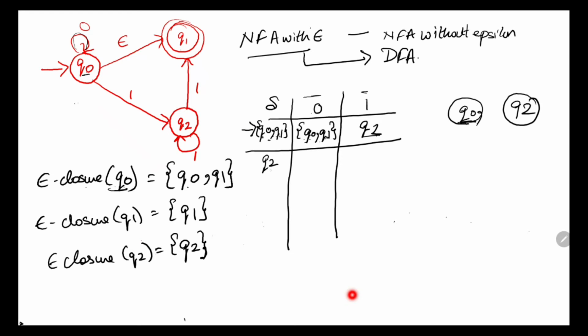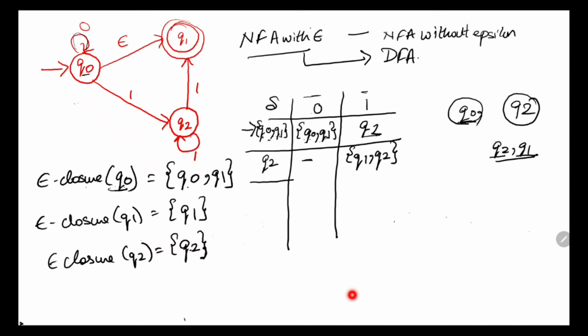Now we will look. Q2 with 0, no transition. Q2 with 1 is Q2, comma Q1. Q2 with 1 is going to Q2 and Q2 with 1 is going to Q1 as well. So what we'll do, we will look at epsilon closure of Q2 union epsilon closure of Q1. Epsilon closure of Q2 is Q2, epsilon closure of Q1 is Q1. So what will it come out to be? It will come out to be Q1 comma Q2.